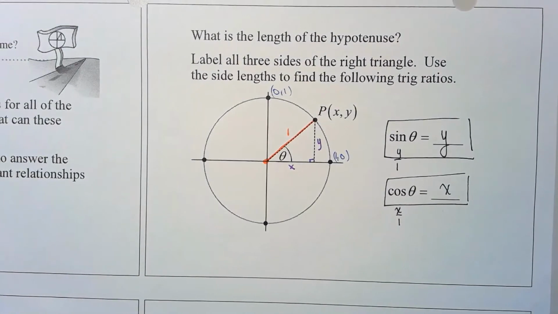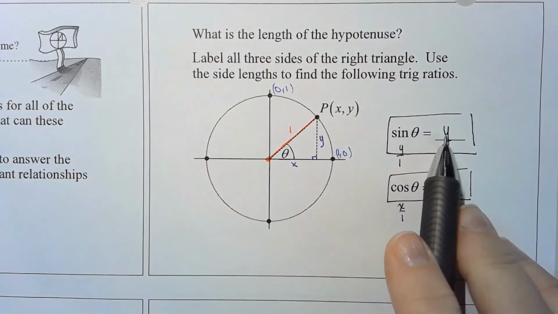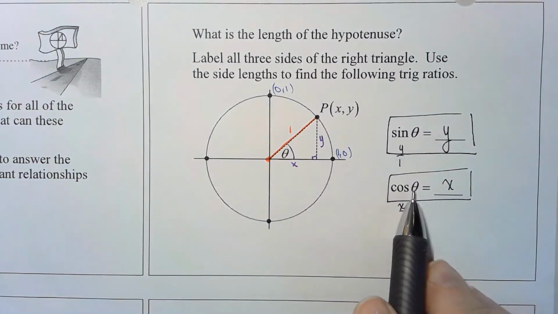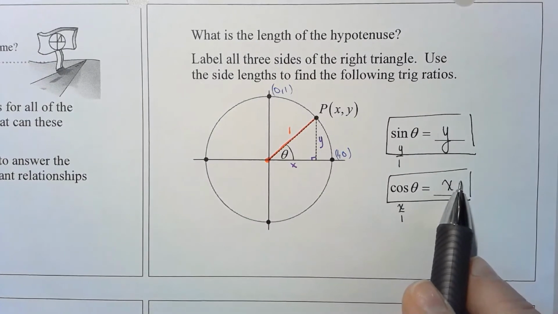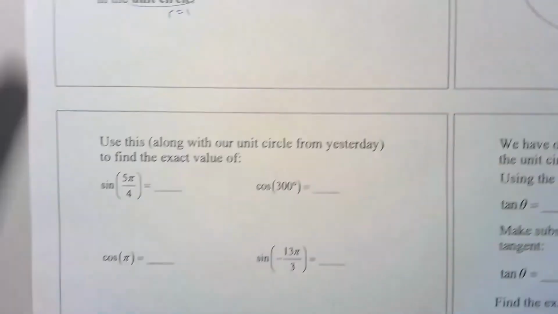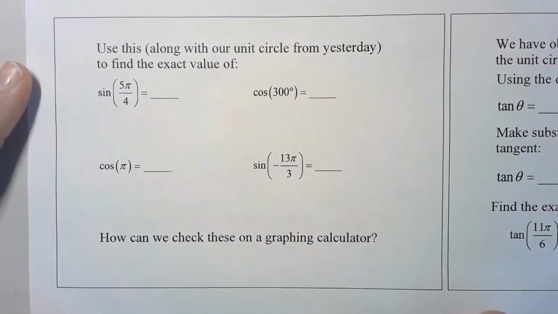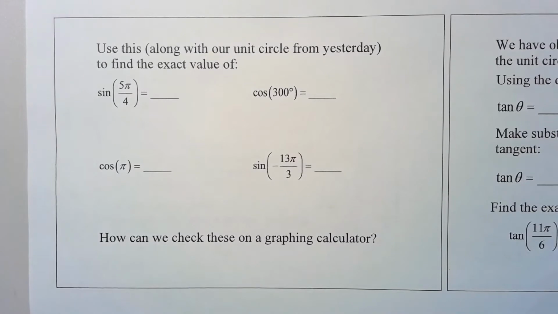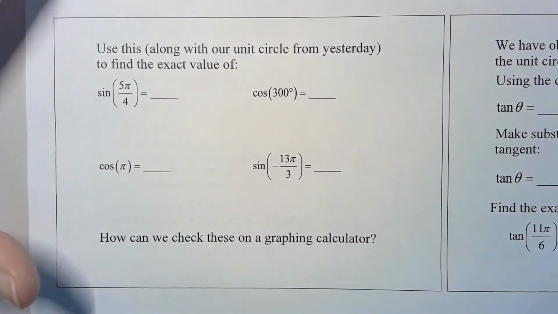This is a really, really big connection because we're saying when we're in the unit circle, the sine of any angle is the same as its y coordinate. The cosine of any angle is equal to its x coordinate, if you know the point. All right, so let's see how this works. It says let's use these facts along with the unit circle from yesterday, so make sure you have yours out, to find the exact value of these 4 trig functions.